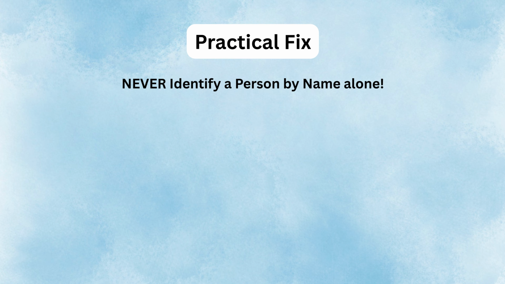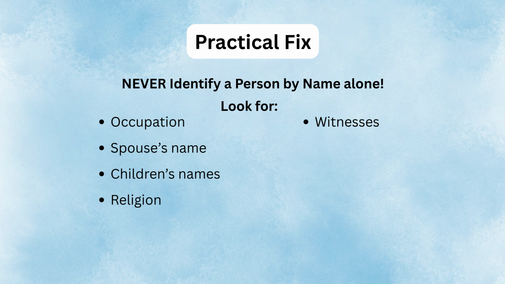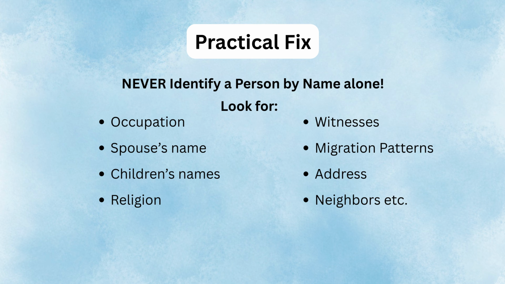Never identify your ancestor by name alone. Look for their occupation, spouse's name. Look at their children's names, religion. Check the witnesses in their baptism or marriage records, because in many cases these are family members. Be aware of their migration patterns. Try to find their address. Look at the neighbors.